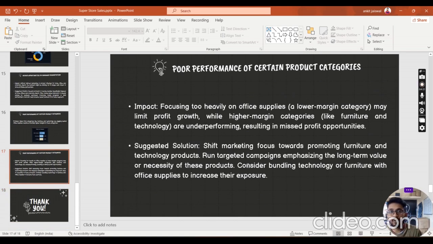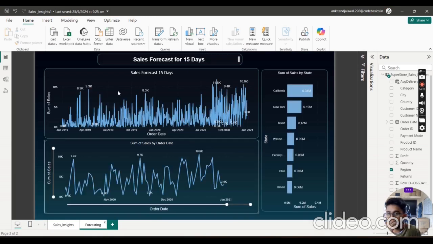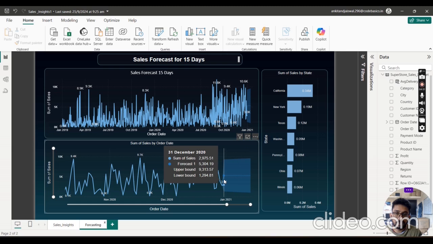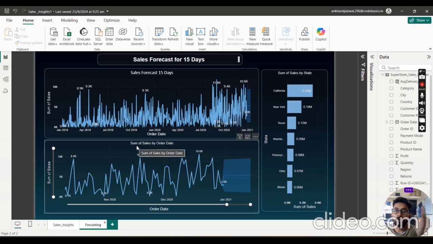So guys, this was my presentation for this particular store. This is the forecasted sales that I found, continuing towards 2021, what the sales could be for this particular store based on the state. So this was all my presentation.